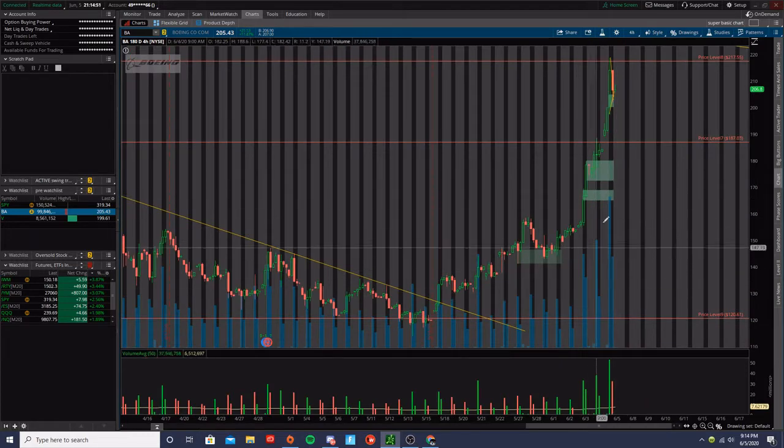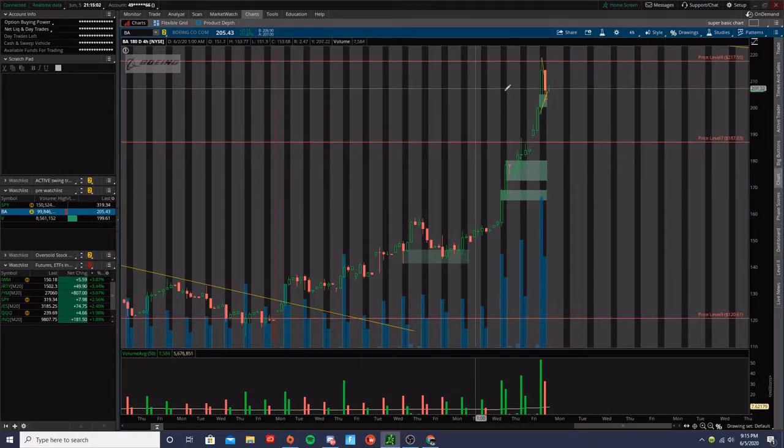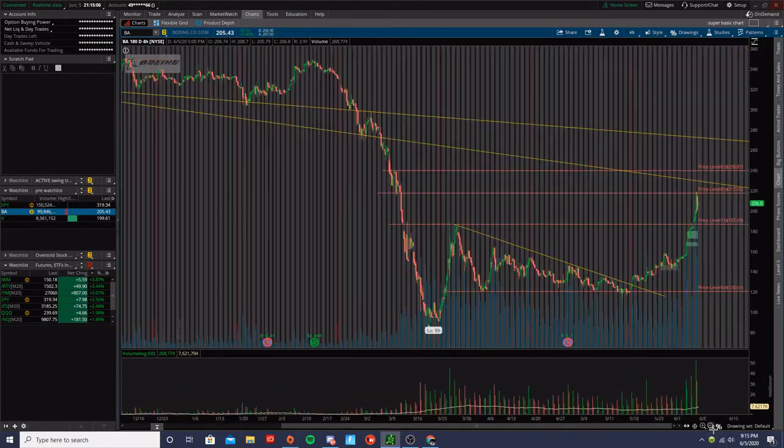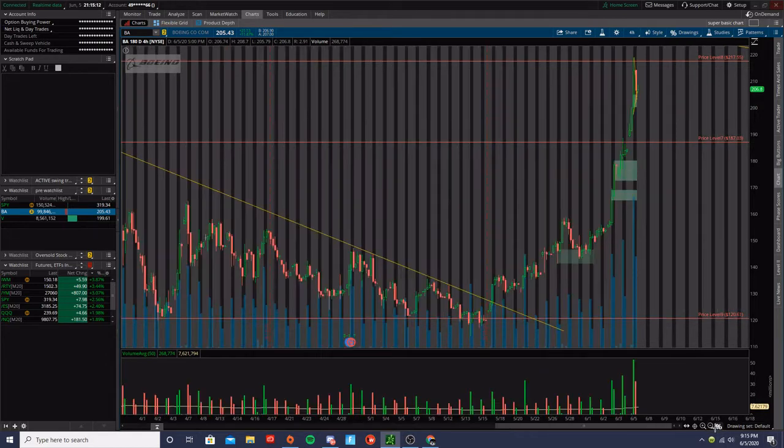So recently BA spiked up in price over the past few days. When this first started, I was at work. I don't know exactly why. I've heard it's because of Amazon, they're using Boeing planes or something like that. But I really don't think it matters the reason why. It's just that they've been going up so much.